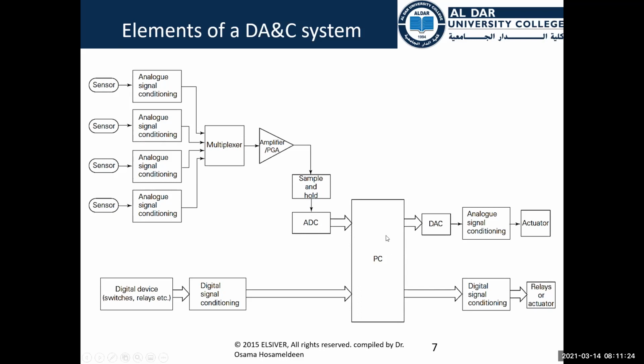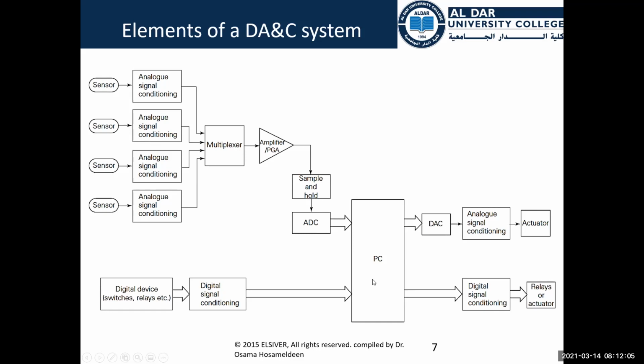After the PC deals with the signal, it can initiate some control. The control is done in digital, so it should be converted to analog again using a digital to analog converter, and then passed to a unit called analog signal conditioning. And finally, that signal is passed to the actuator for possible control of that actuator. This is the path of the analog signal, either coming to the PC or going out from the PC.